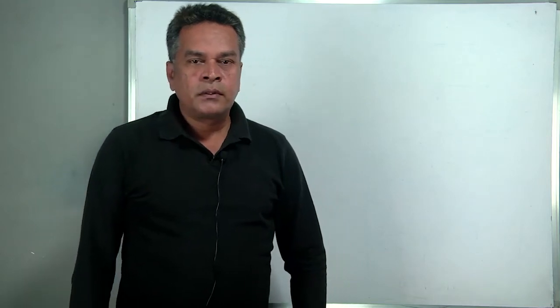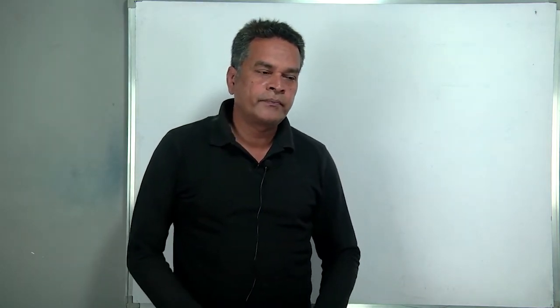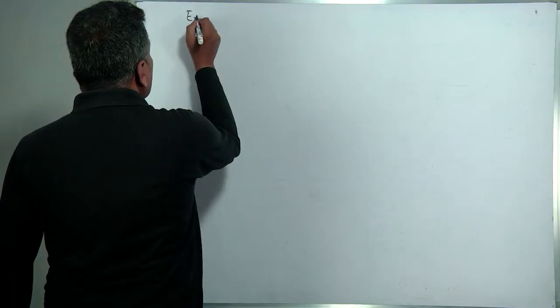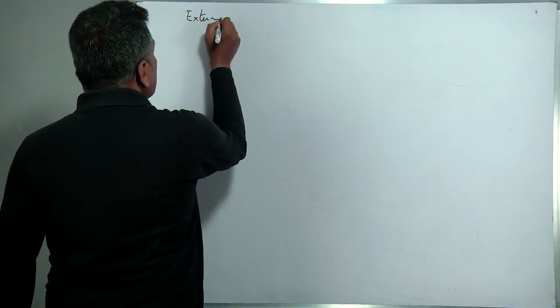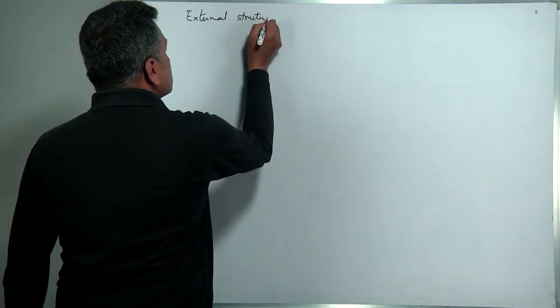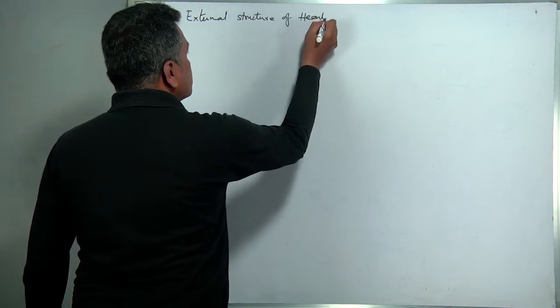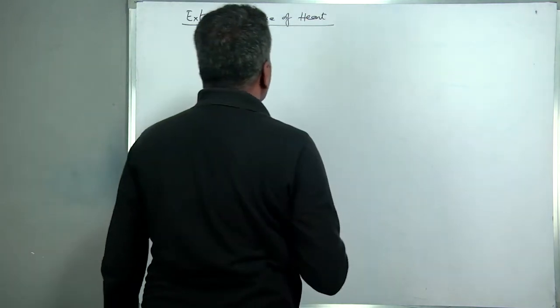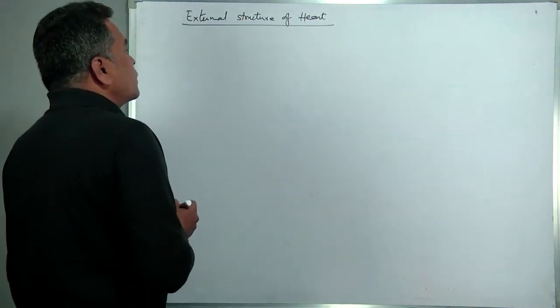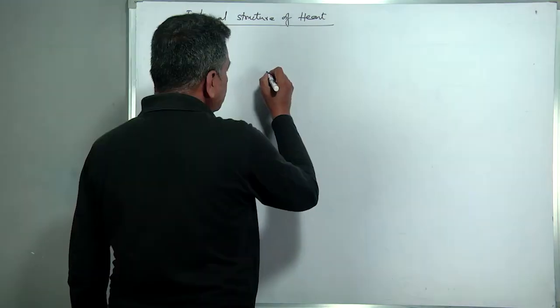Welcome back. Today we will continue our discussion on the anatomical features of the heart. External structure of the heart. I already told its location and other details.